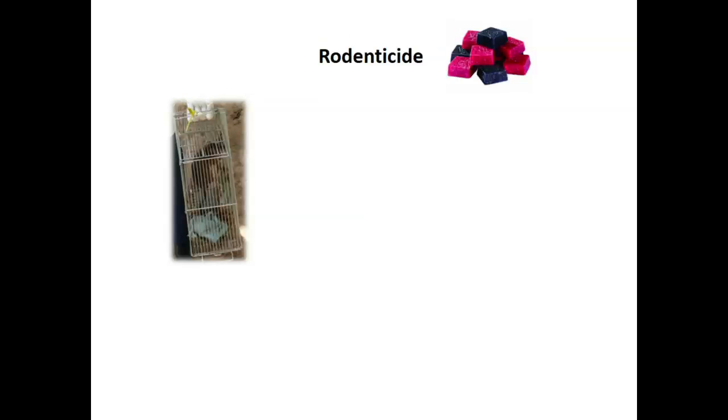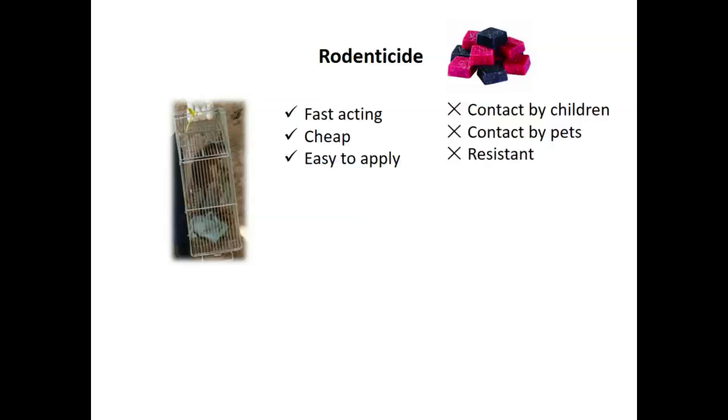So currently in the slums, the only control for rodents applied is rodenticide. Now, rodenticide is a really fast-acting control. It's cheap and it's fairly easy to apply. But it has a number of negatives. Rodenticide is only applied at the slum houses given approval of the residents, which often they won't give because of the worry of the children or the pets contacting the rodenticide. And also there's this fear that the rodents will actually become resistant to rodenticide.